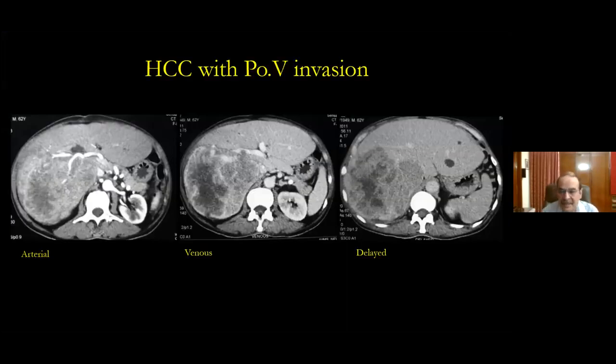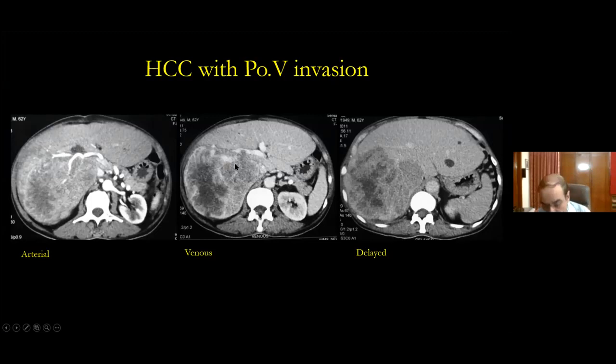Let's jump into seeing some examples. So this is the arterial phase. Notice that the arteries are enhancing very well. There is this heterogeneously enhancing lesion in the right lobe of the liver. You can see a supplying vessel coming from the right hepatic artery here, and this lesion shows you venous washout.